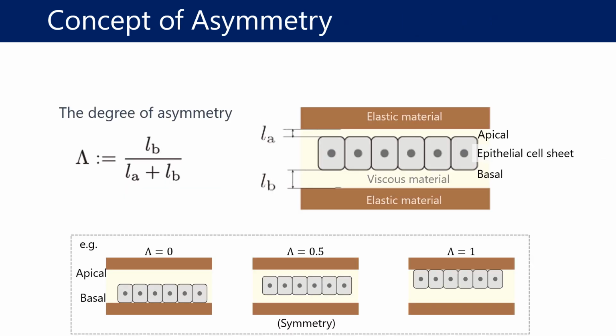To characterize this asymmetry for understanding its effects on epithelial folding, we define the degree of asymmetry using the parameter lambda, which reflects the relative distance of the basal surface to the elastic material, compared to the total distance between the sheet and both apical and basal constraints. Using the multicellular dynamics model, we investigated how this asymmetry affects the epithelial folding.